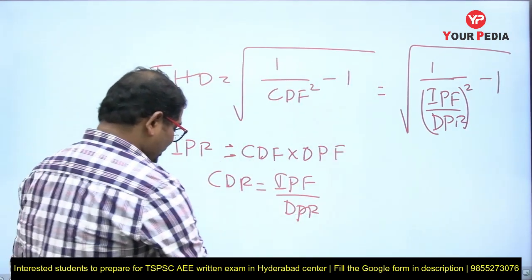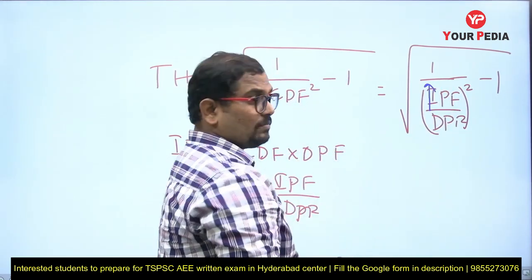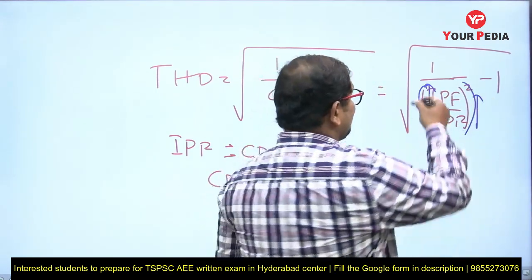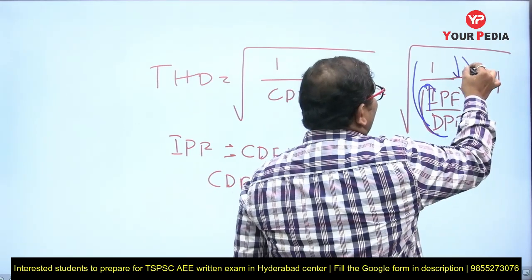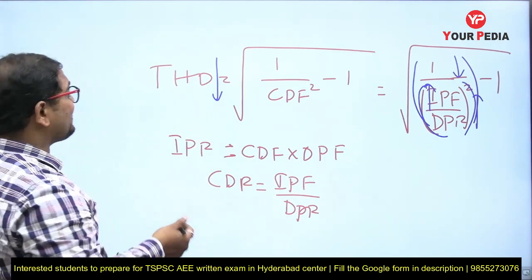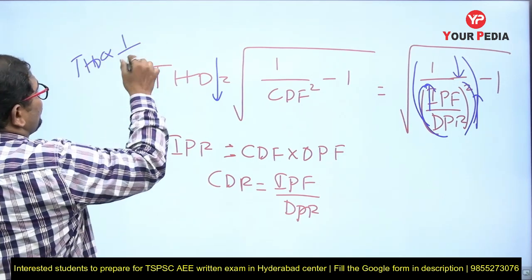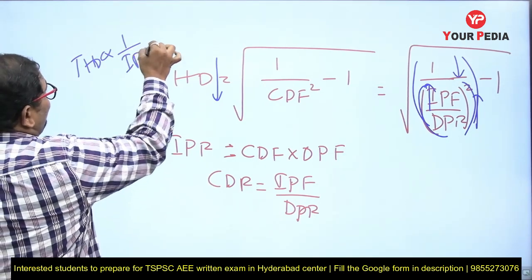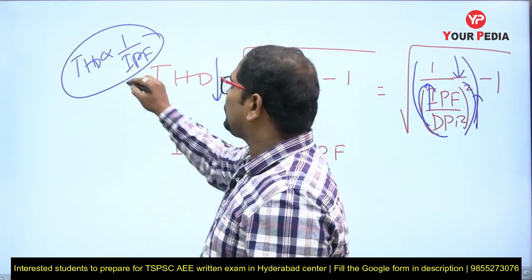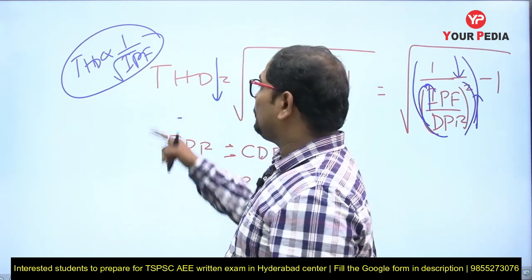So if you take this relation into consideration, what is happening? If IPF increases, this denominator part will increase. If this part increases, this entire part will decrease. So if this decreases, your THD is decreasing. So I can say that THD is nearly or almost inversely proportional to IPF. We can say, not exactly, nearly we can say. Or you can take the square also, no problem. So THD is inversely proportional to IPF.